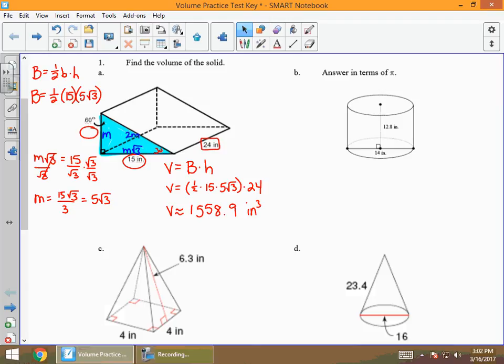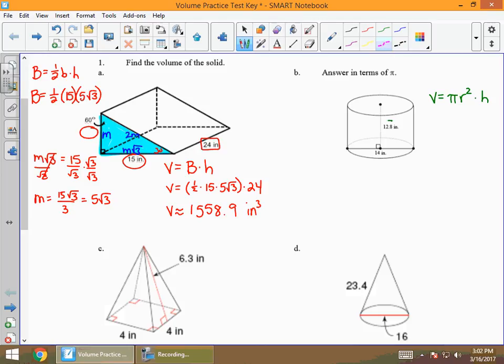And that's the first one. Number 2 says leave your answer in terms of pi. This just means I'm going to come up with some answer, and then I'll leave a pi in there. All right, so the volume of a cylinder is pi r squared h.